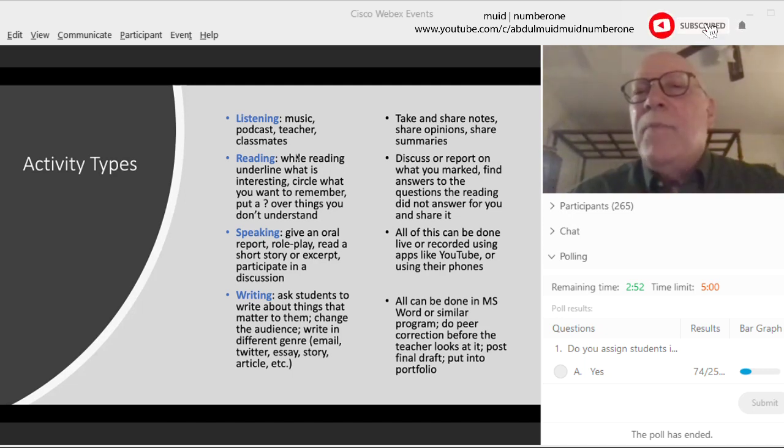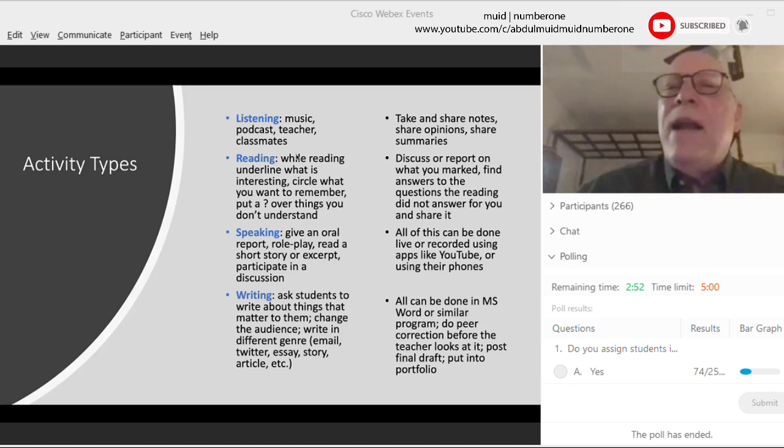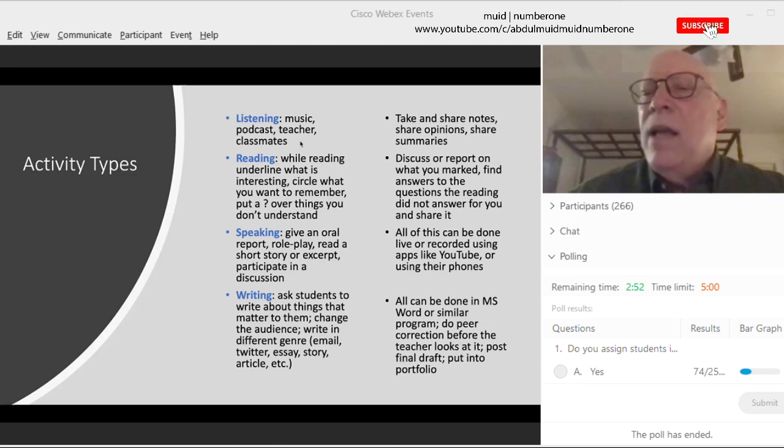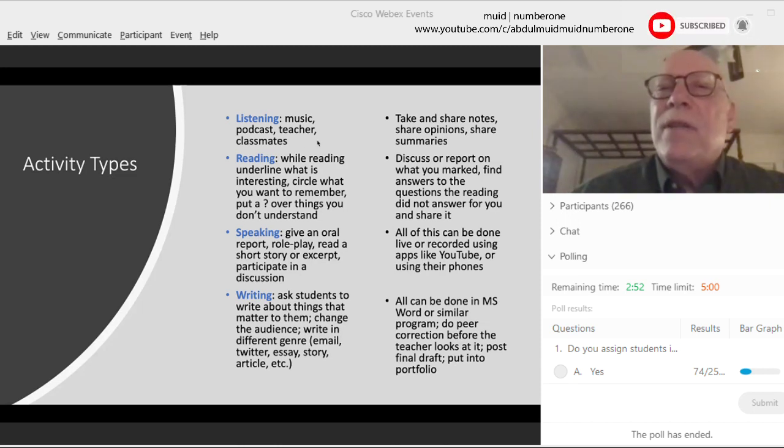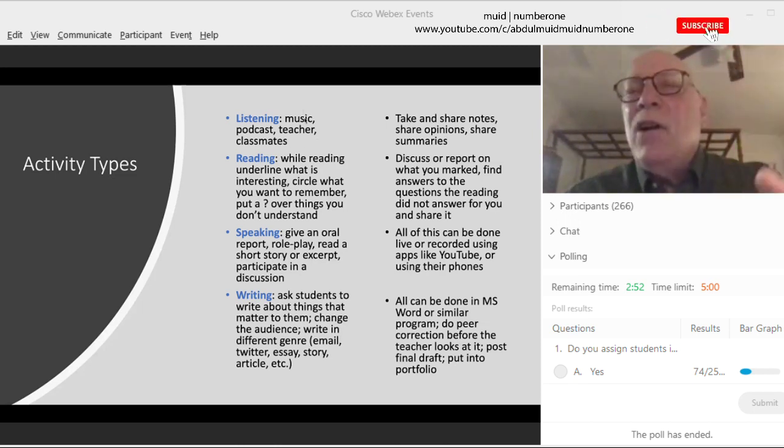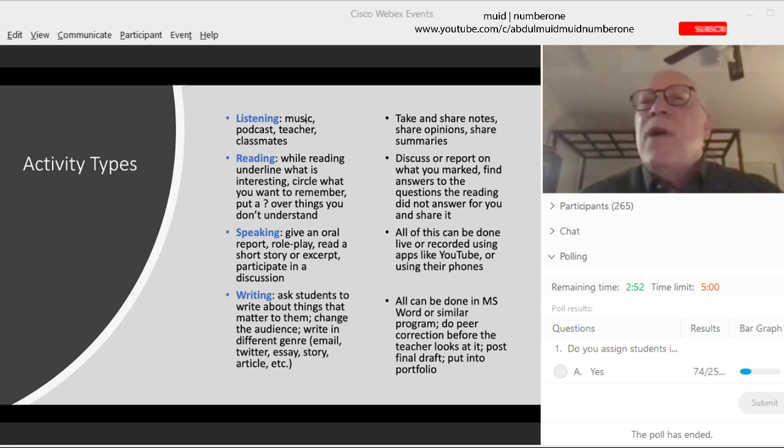At the end of the reading, I can go back and look at all the question marks that do not have a line through them, and then I need to go do some research somewhere to find the answers to those questions. And I have a quick look at what is interesting, and I've circled what I want to remember, so I can go back and make sure I'm remembering those things. So I can discuss or report on what I marked, what I found the answers to the questions that the reading did not answer. I can share all those things.